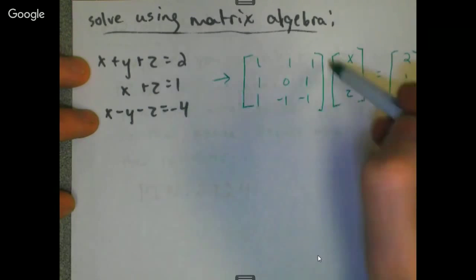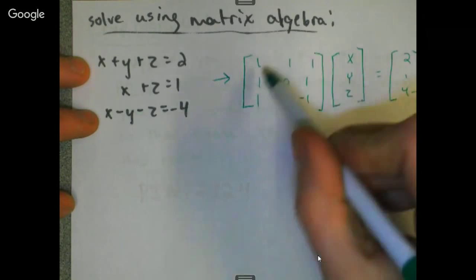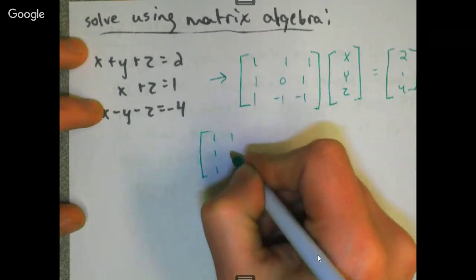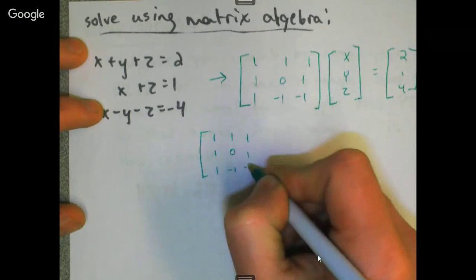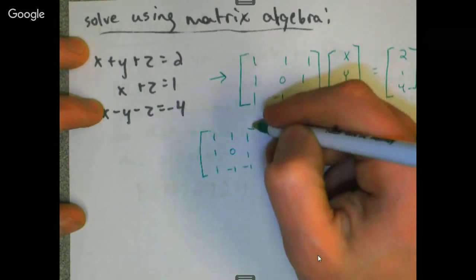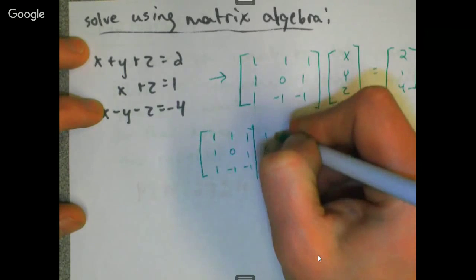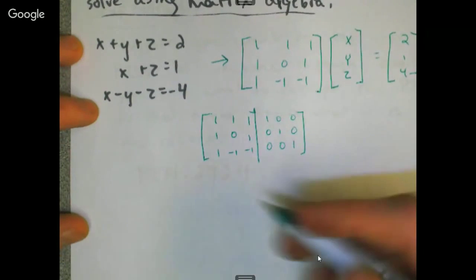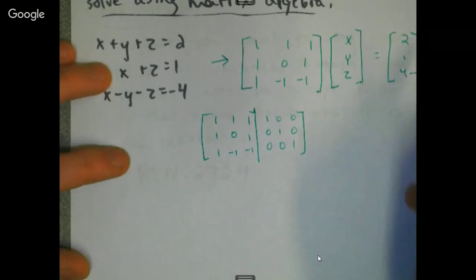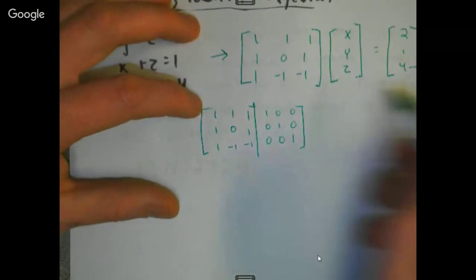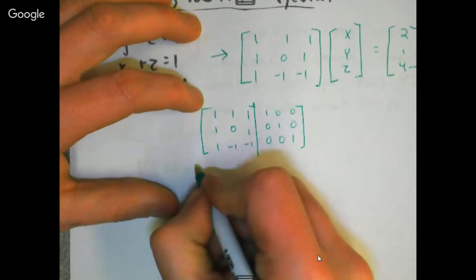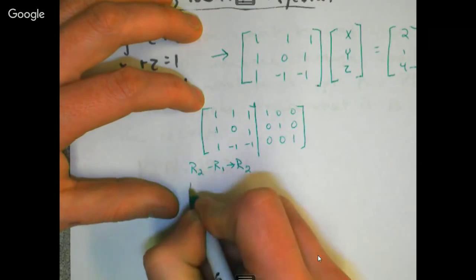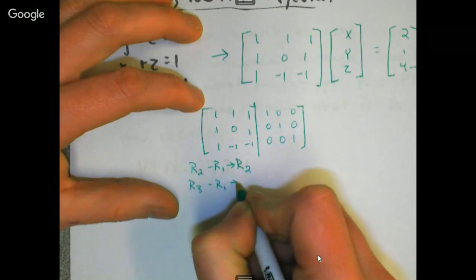Okay, now in order to get this to the other side, we have to find the inverse of this. So we will take that matrix, put it into an augmented matrix with the identity, and we will find its inverse. Okay, then we will multiply it by this. So the inverse. So this is a 1, so I got to change these two to zeros. So R2 minus R1 back into R2, and R3 minus R1 back into R3.